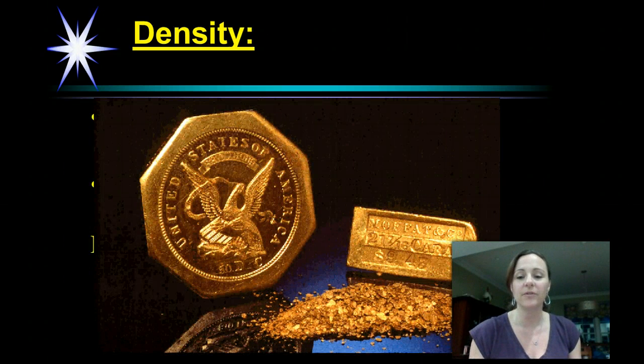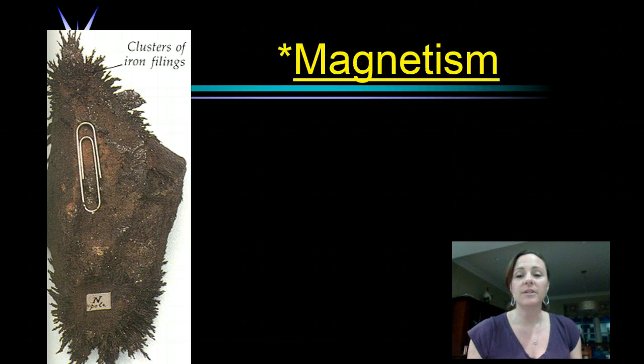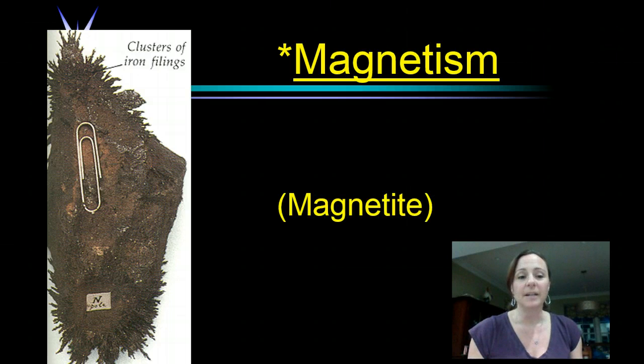And here's a picture of gold in a gold bar, whereas that gold medallion always has the same density. Some minerals have magnetism. For example, the mineral magnetite. It will actually attract metal objects.